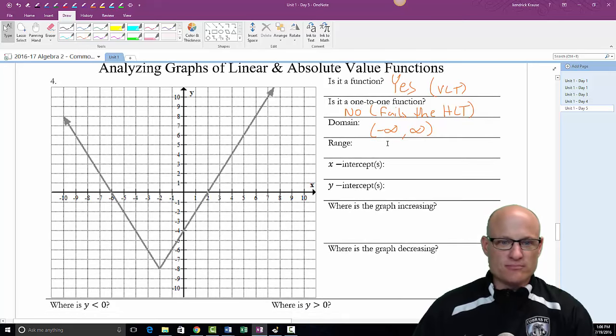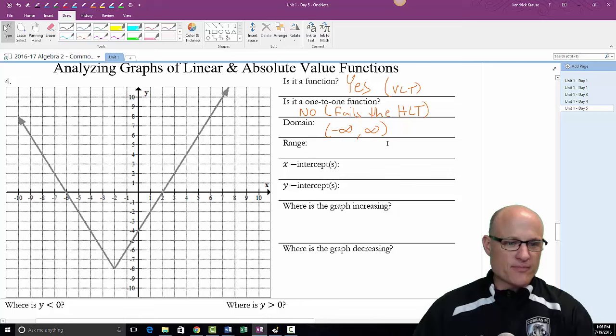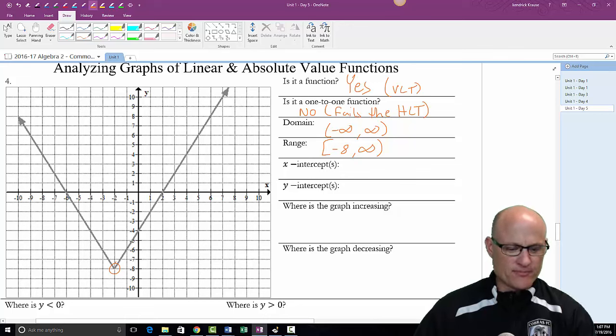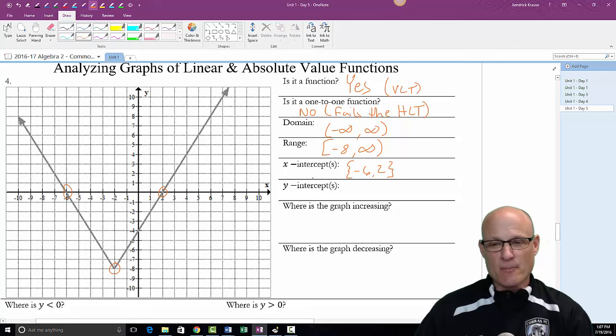Range, though, let's look at range. The lowest value is down here. That's at -8. So the lowest value it's going to be is -8, and it goes up to positive infinity. X-intercepts, over here at -6 and +2. So I'll put those in set notation because they are 2 discrete points.